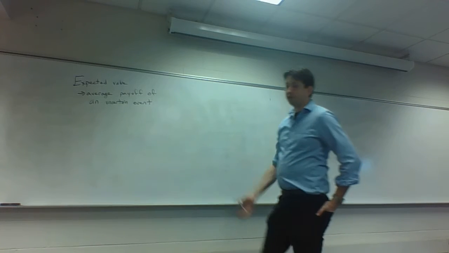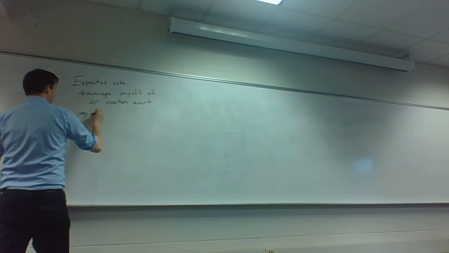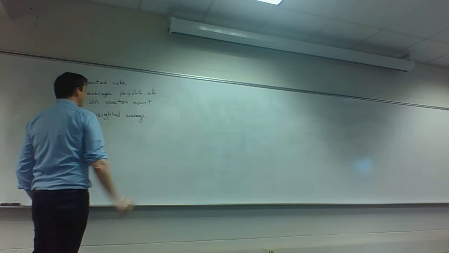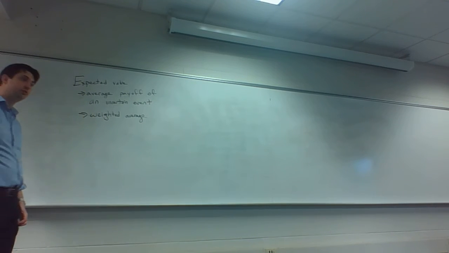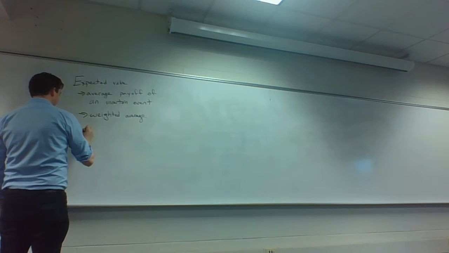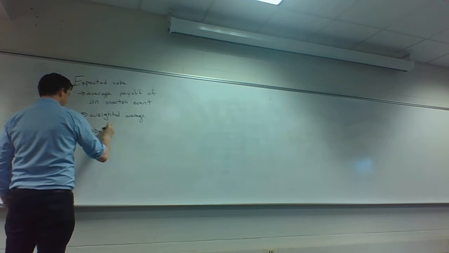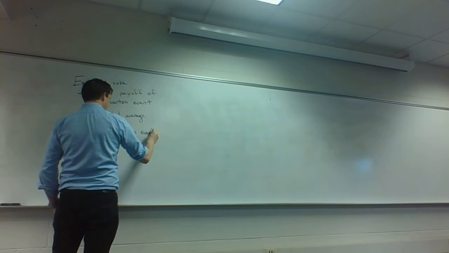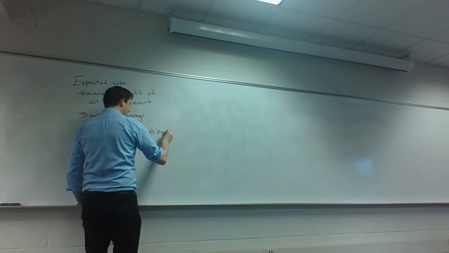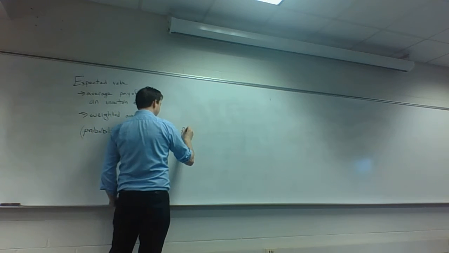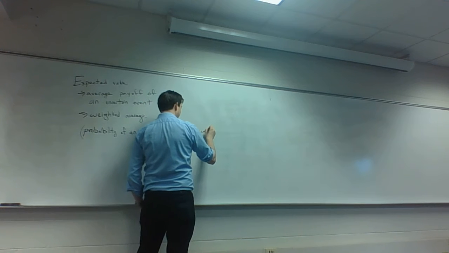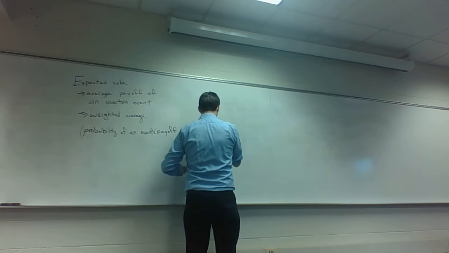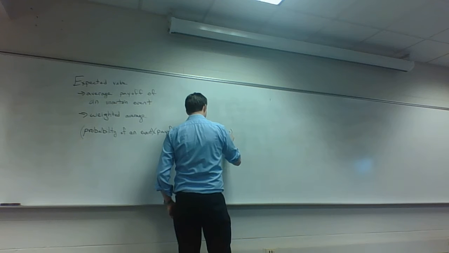You can think of expected value actually as a version of a weighted average. It's a lot like a weighted average. In fact, mathematically, it's exactly like a weighted average. It is the probability of an event times the payoff if the event occurs. Or if the event happens.